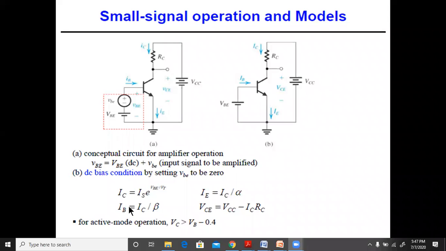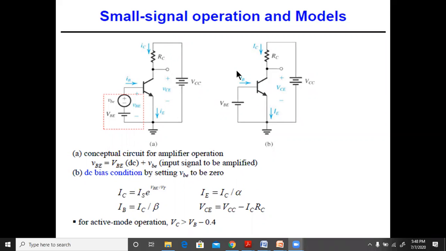Similarly, the base current IB is equal to collector current by beta, or the collector current is equal to beta into the base current. Again, this is the standard formula. Then we have IE. IE will be equal to IC by alpha, or IC will be equal to alpha IE. These are all standard values.